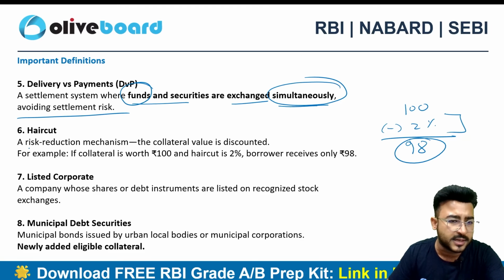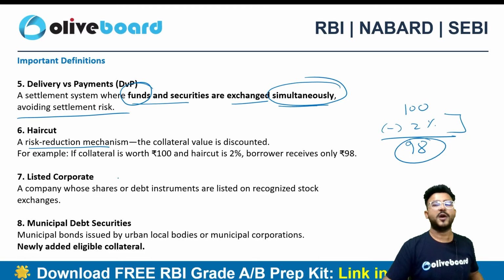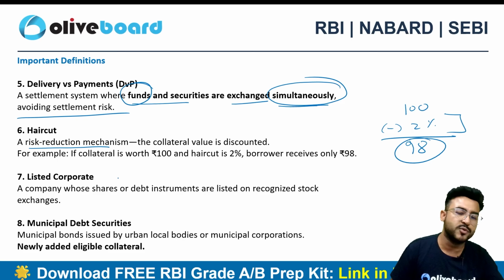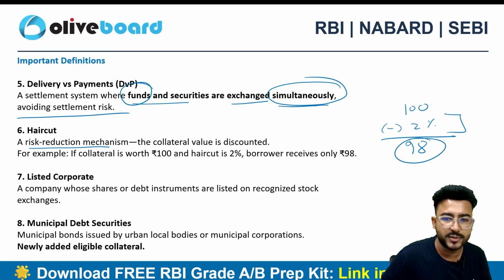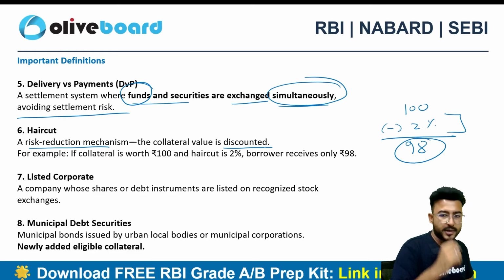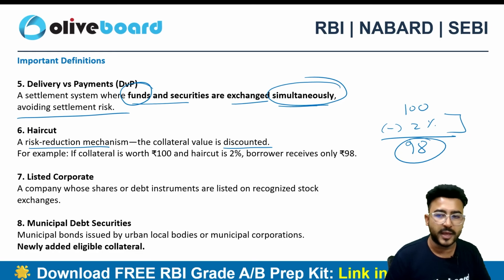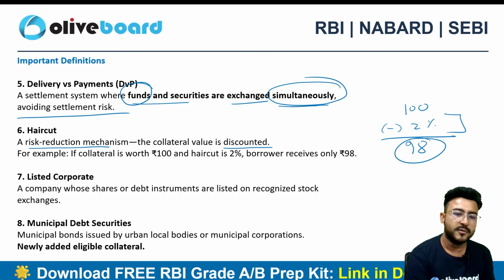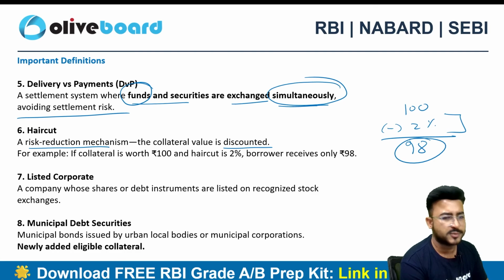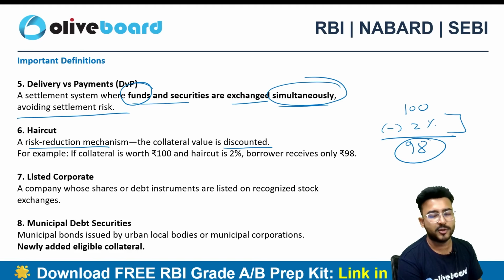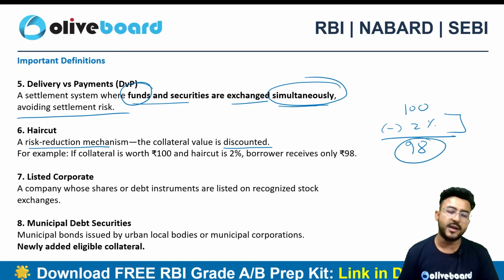So it's nothing but a risk reduction mechanism. If you are giving 100 rupees to RBI, RBI is giving you just a loan of 98 rupees. So it's a risk reduction methodology. The collateral value is discounted by the lender, right? So it won't be giving you the exact amount of loan which the collateral is worth. If the collateral is worth 100 rupees, definitely the loan amount you'll be getting will be lesser than 100 rupees only, तो 100 रुपए से कम ही होगा.